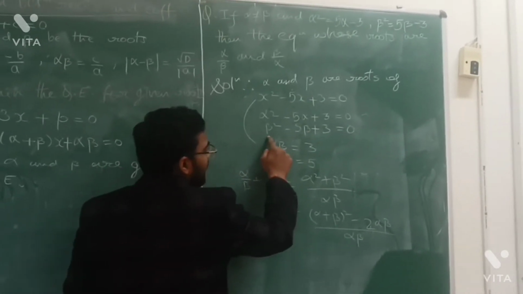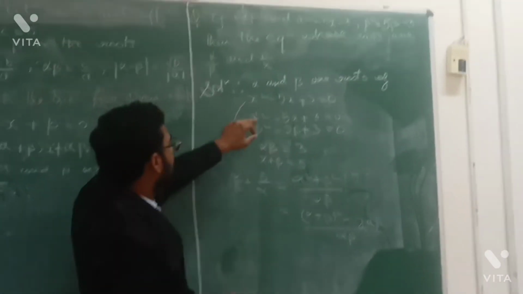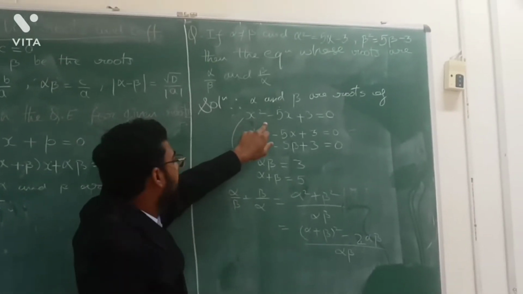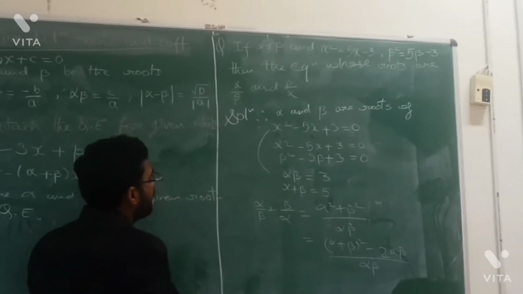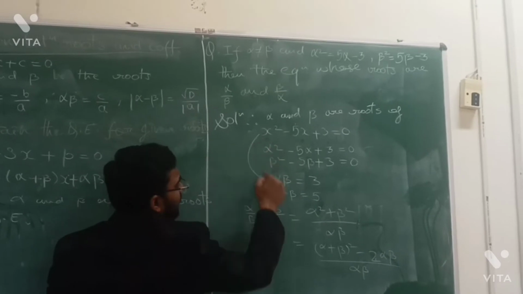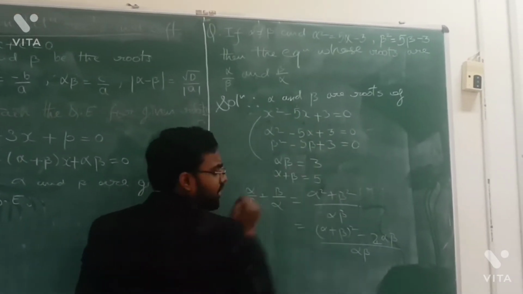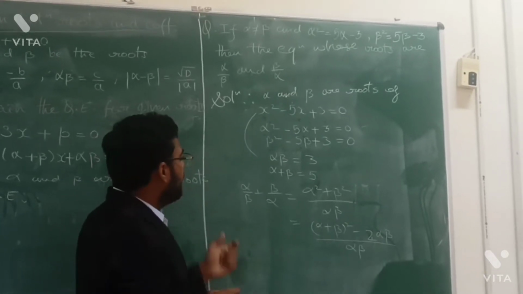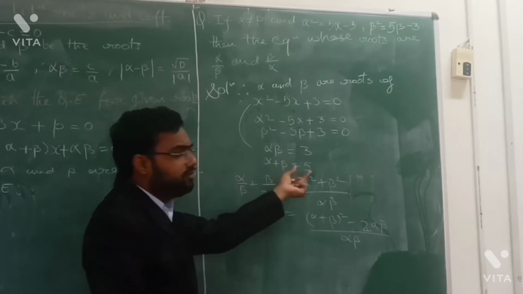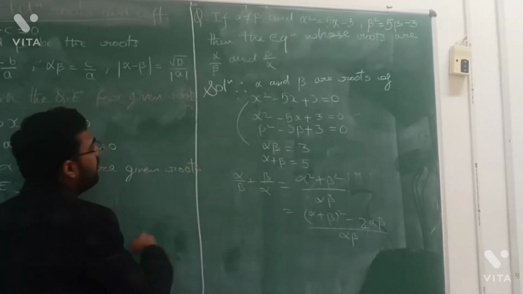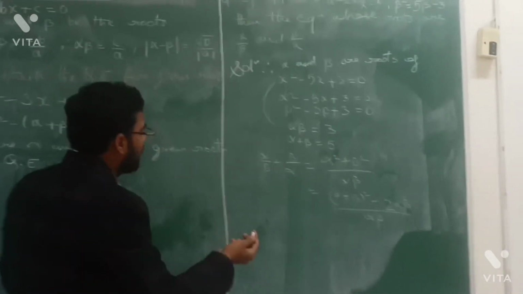Also, beta satisfies the same equation. Therefore, alpha and beta are the roots of the equation x² - 5x + 3 = 0. Now here alpha × beta is equal to c/a, which means 3/1 = 3. Alpha + beta is equal to -(-5)/1, which means 5. Now we have to find the equation.